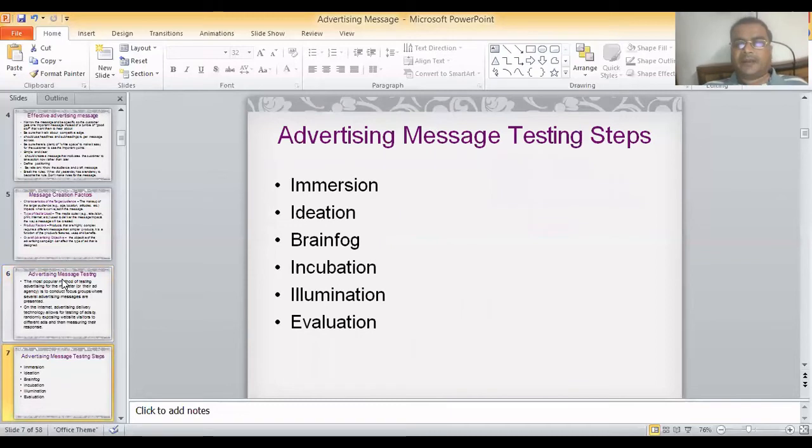Now, before looking into the method, let's look at the steps which are taken while doing the testing of advertising message. So there are basically 6 steps: immersion, ideation, brain fog, incubation, illumination, and evaluation.